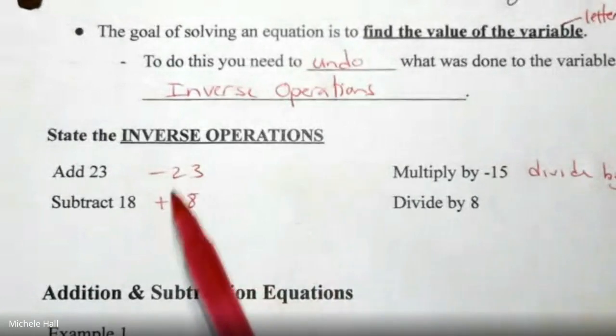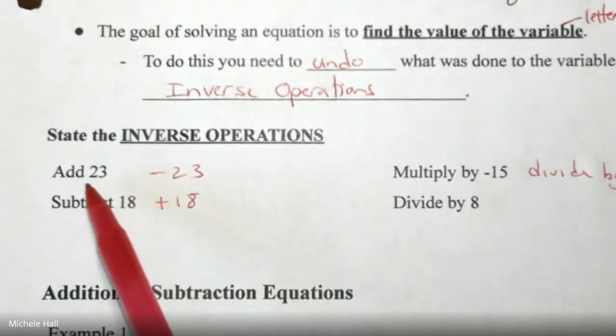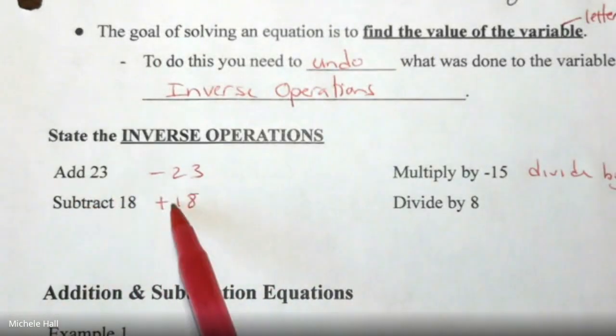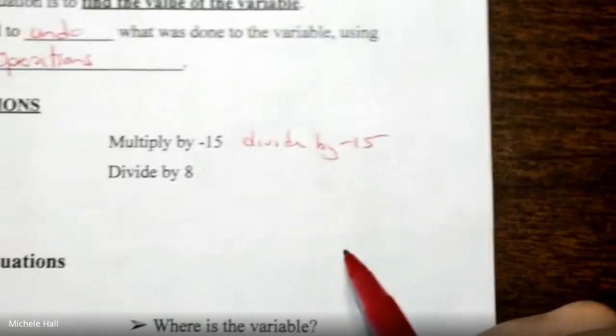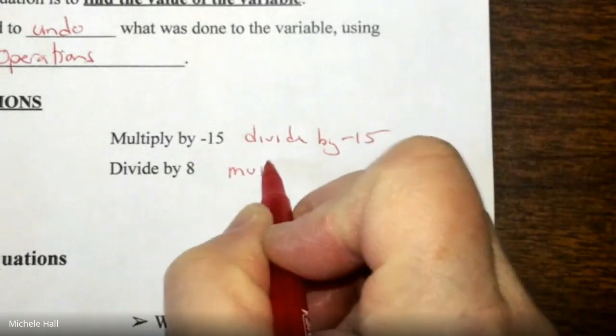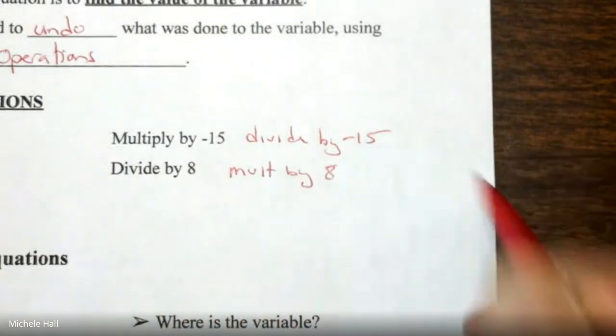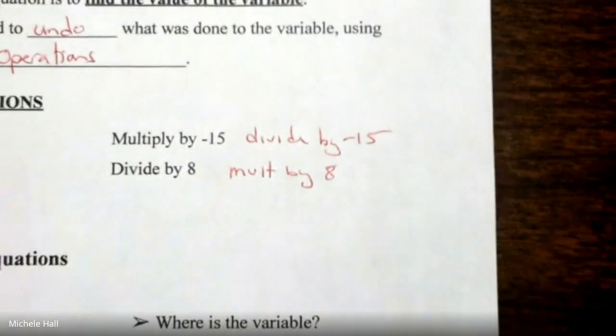I only change the sign when it's adding and subtracting. That's when you do adding and subtracting or subtracting and adding. Those undo each other. What about dividing by 8? Multiply by 8. If it's divided by a negative number, I still divide by a negative number.